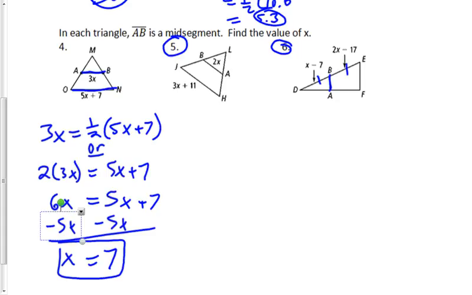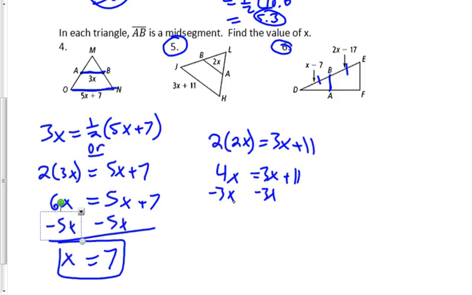So same thing, 2 times 2x would have to equal 3x plus 11. Or we could say that half of 3x plus 11 is going to be equal to 2x. So we got 4x equals 3x plus 11. Subtract 3x again from both sides, and we get x is equal to positive 11.